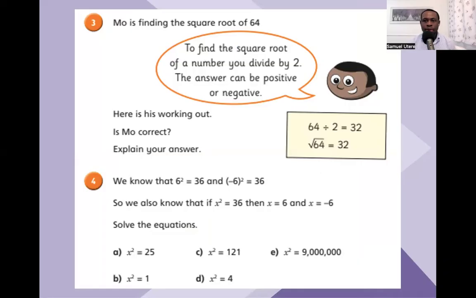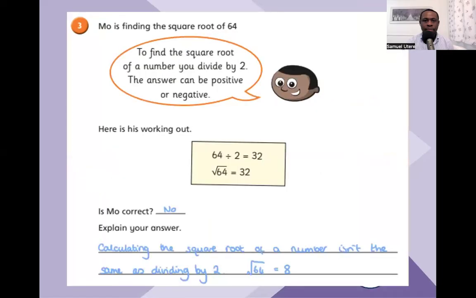Assuming you've paused the video and you've answered questions 3 and 4, here are the answers. So here you're asked, Mo is finding the square root of 64. Mo said to find the square root of a number, you divide by 2. The answer can be positive or negative. And here is what Mo did. Well, Mo is not correct.